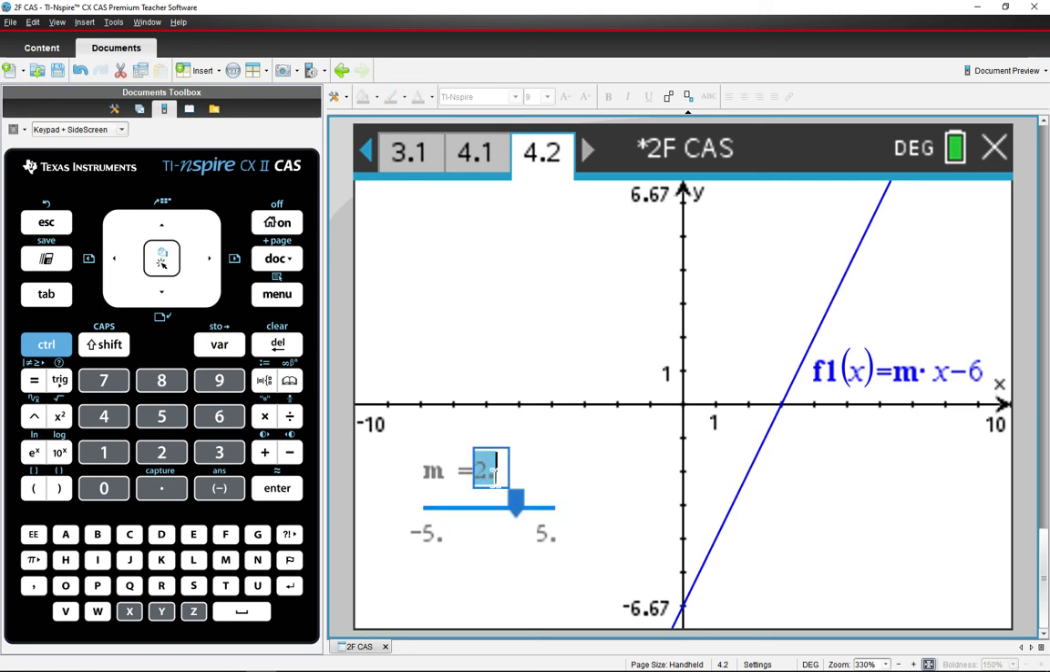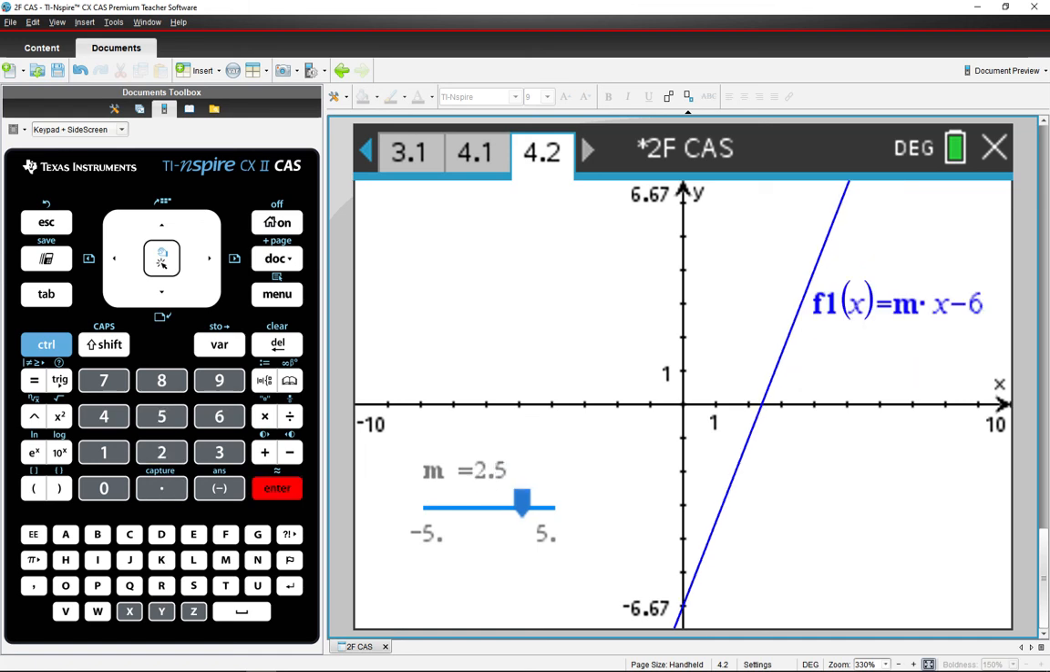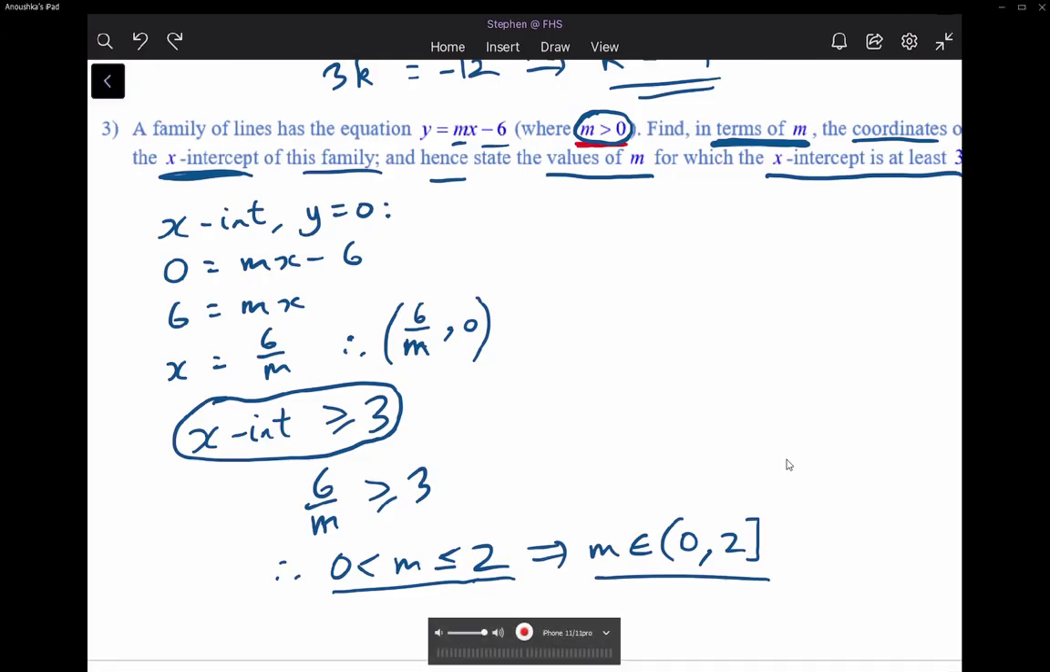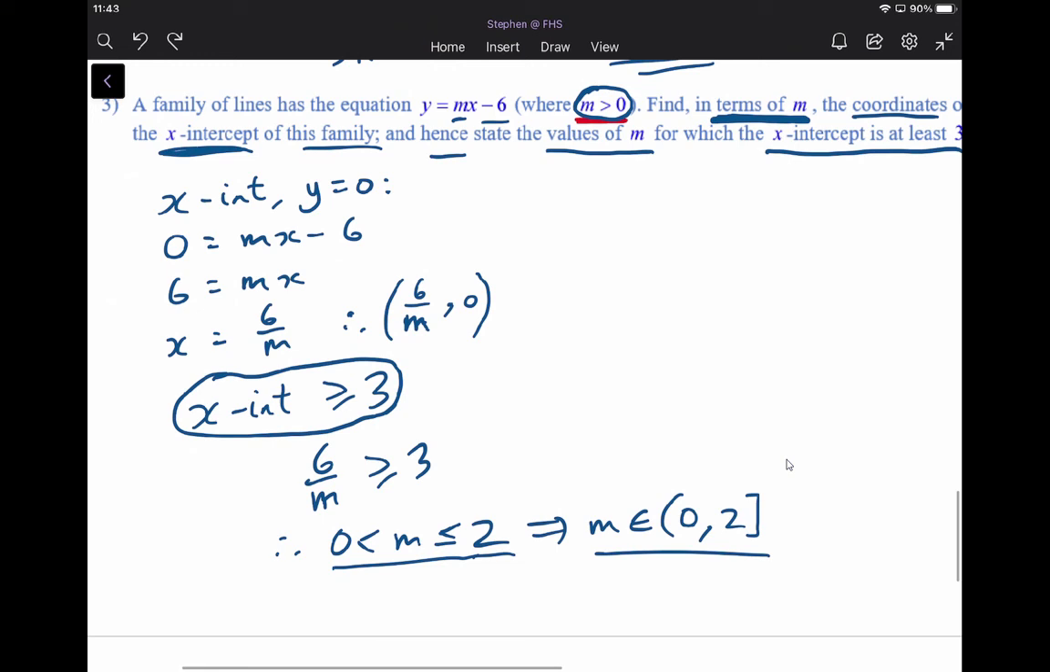Now let's try something a bit more. Let's say 2.5. Okay, this time we've got an x-intercept that's slightly more than 2, but less than 3. Unfortunately, that does not correspond with what the question wants, and that is why you can see that m equals 2 is the largest possible value of m to get an x-intercept of at least 3. Excellent. So that is pretty much how this goes.